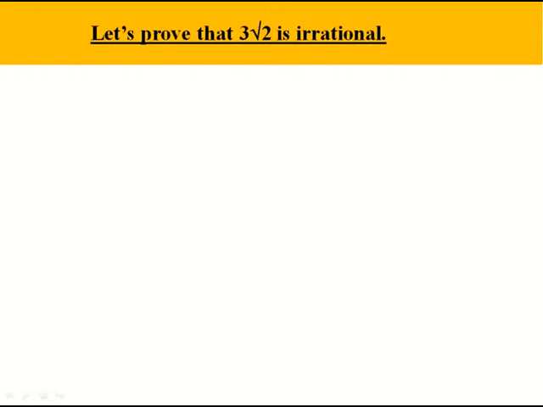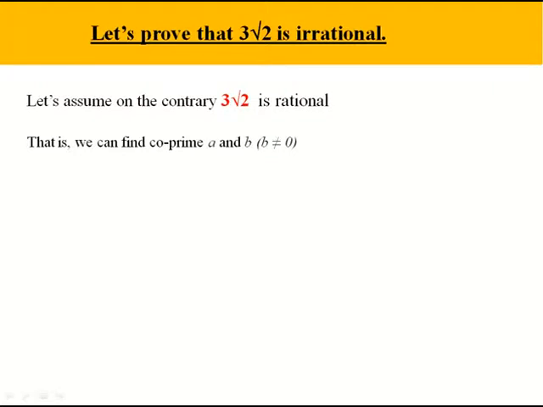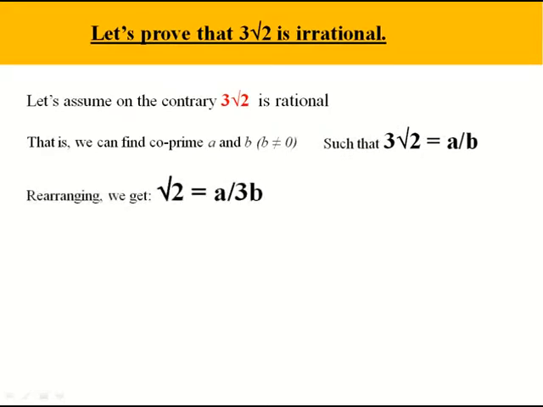Let's prove that 3 root 2 is irrational, or for that matter, any rational number times an irrational number is irrational. Let's start by assuming that 3 root 2 is rational, which means that we can find co-prime a and b where b is not equal to 0 such that 3 root 2 is equal to a divided by b. That means root 2 is equal to a divided by 3b by taking 3 to the denominator of the other side.